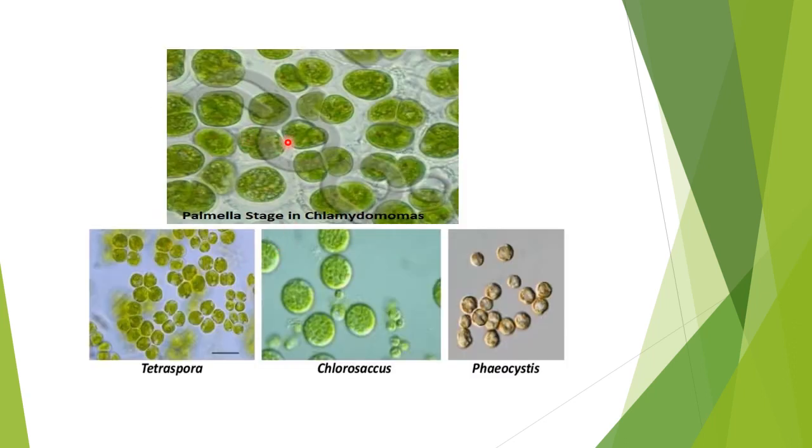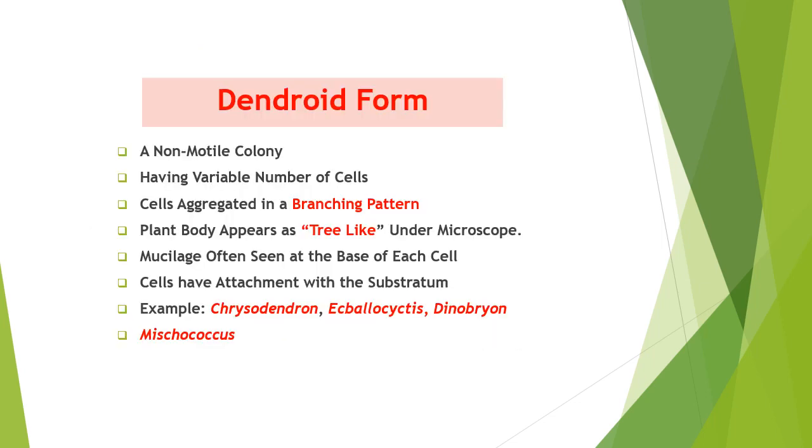This is a palmella stage in Chlamydomonas. This is how Tetraspora, four cells together, how the aggregation looks. They are of different types: Chlorococcus, and then these are Phaeocystis. These are some of the aggregates of cells. And then we have the dendroid form.